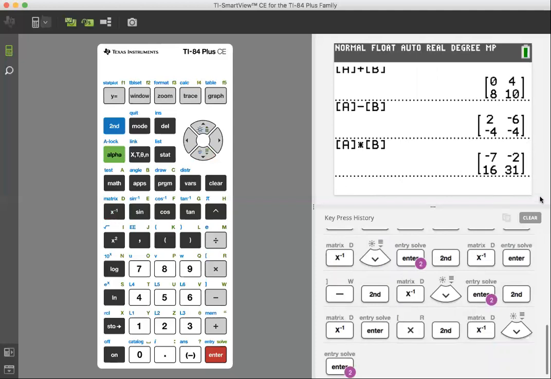So just a little hint, how to use your calculator. There will be more to come as we learn more about matrices.